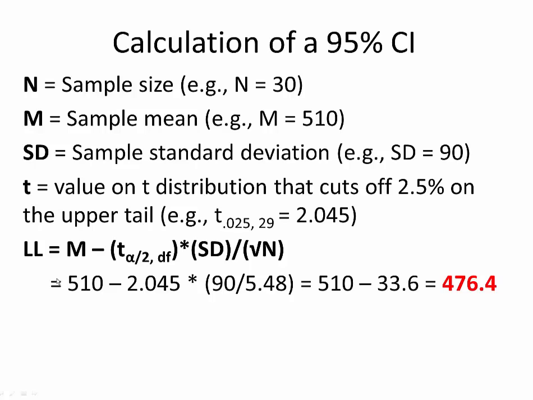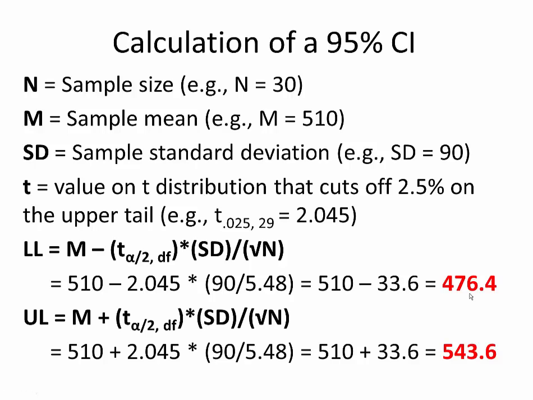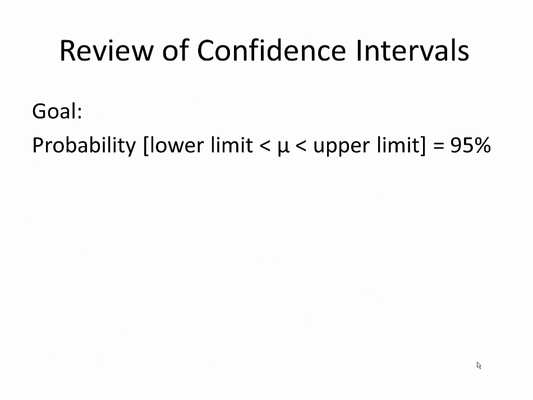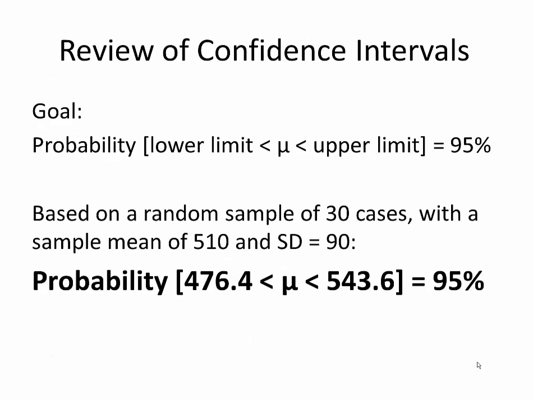And so we begin with our sample mean and we subtract the likely error, and in our case the likely error is 33.6. So this gives us a lower bound of 476.4. The upper bound is found in a similar way. We add the likely error to our sample mean. In this case we add 33.6 to the 510 and we get 543.6. Now we can use that information to make a confidence interval. The confidence interval would look like this.